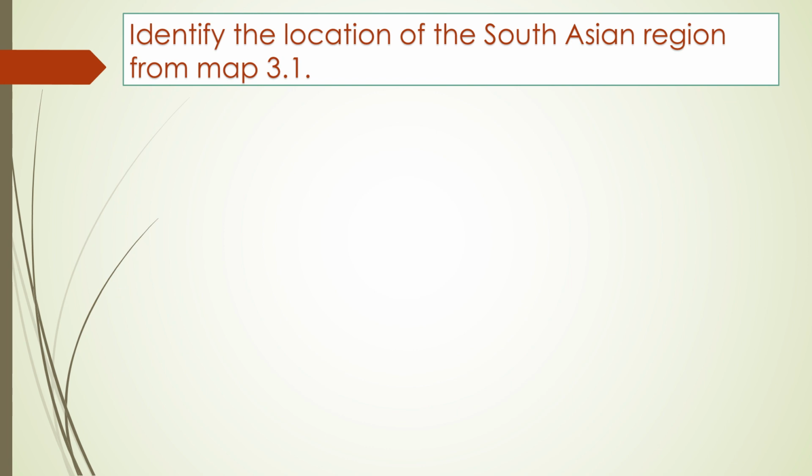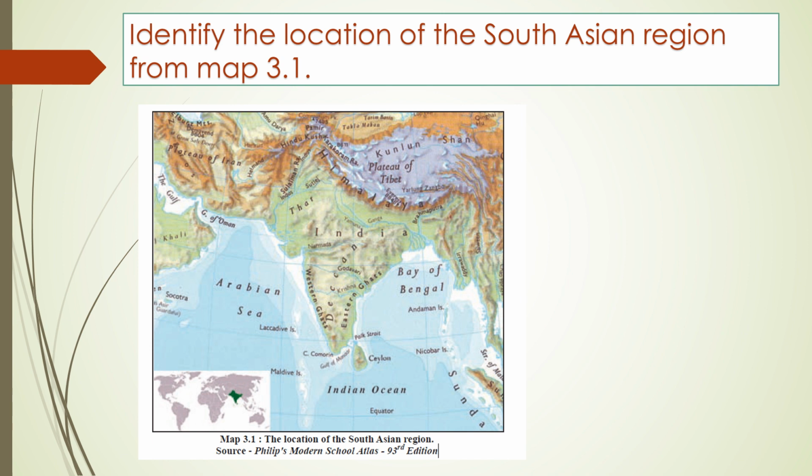Identify the location of the South Asian region from map 3.1. From this map we can identify the South Asian region, and you can see this map in your book. When you watch this video, you have to open your textbook and go with the textbook. Then only you can get a clear picture of this lesson. In your textbook, you can see this map on page number 30.